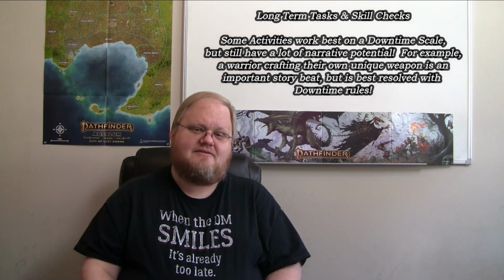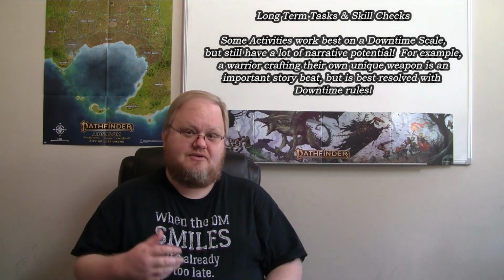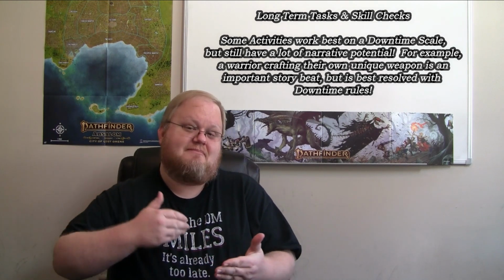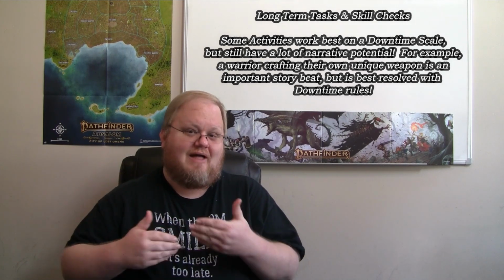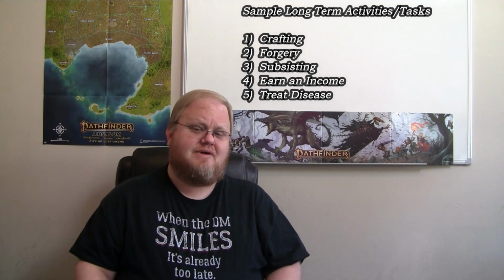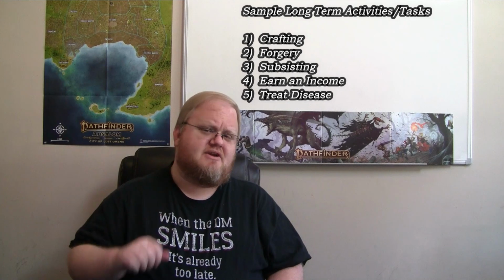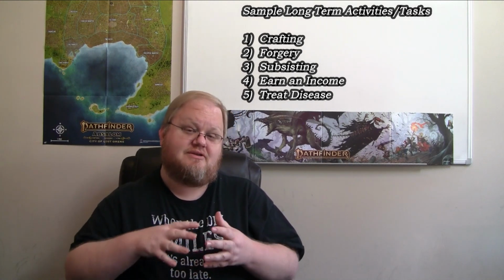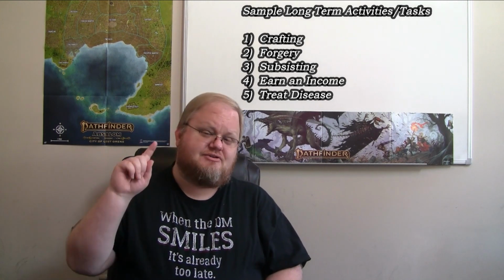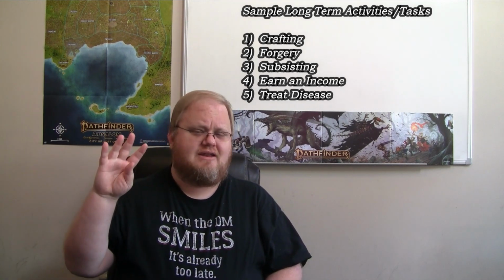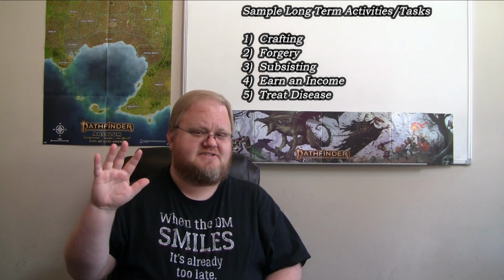Downtime activity covers things like crafting, because if you want to include skills like crafting in your narrative, you have to be willing to step back a bit in order to allow time for that kind of progress to be meaningful. Now, the Pathfinder 2e core rulebook gives us 5 different examples of skill activities that are typically going to be more appropriate to downtime play, and that is crafting, forgery, subsisting, earning an income, and treating disease.